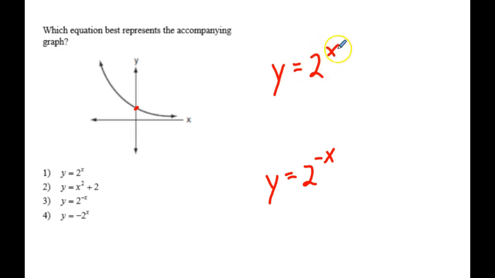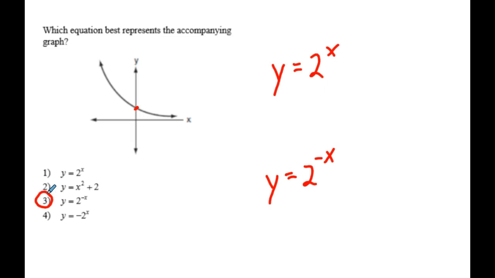Imagine plugging 3 in for x. 2 cubed is 8, so if my x value is 3, my y value would have to be 8, my graph would have to be up here. So I can determine that it's not going to be the graph of y equals 2 to the x. It must be the graph of y equals 2 to the negative x.